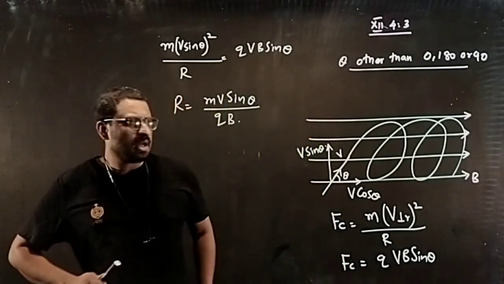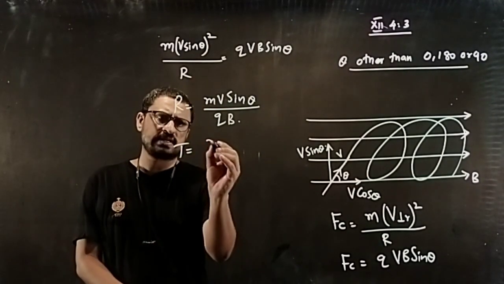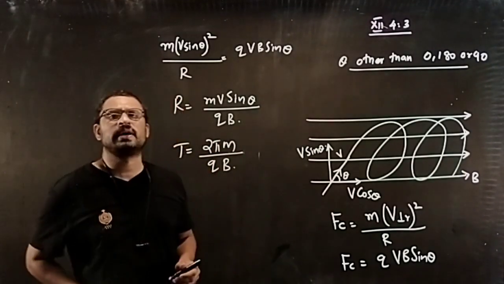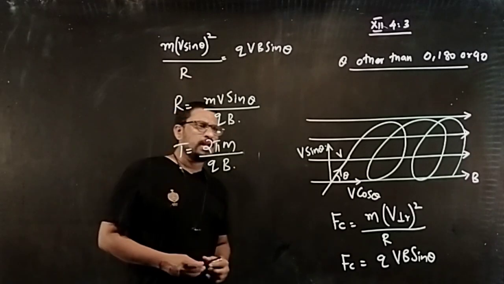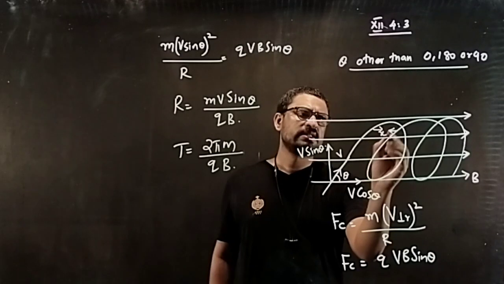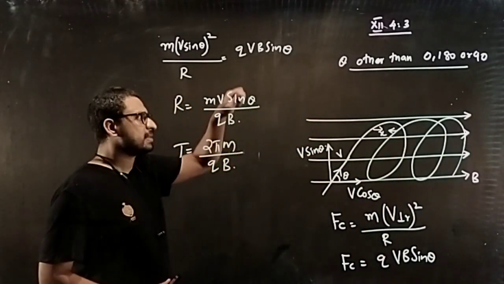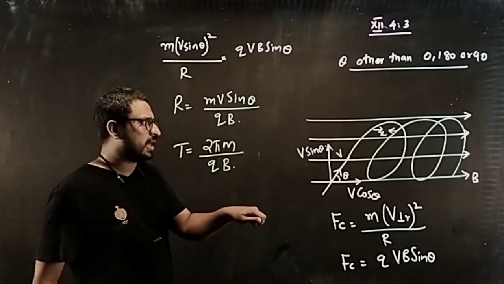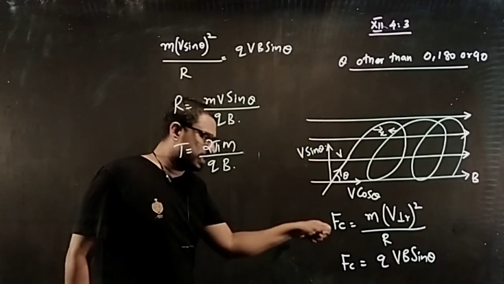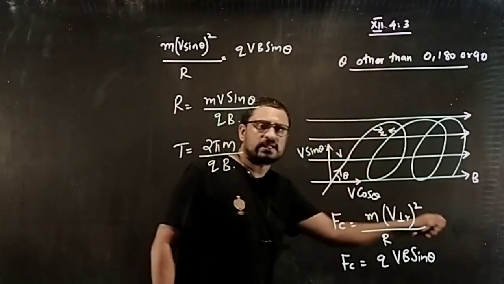Now time period as such is same, because time period is not depending on radius and velocity that we studied in the previous class. Time period as such is 2 pi m by qB. Now for a helix there is a term known as pitch of the helix, which is the separation between the two whirlings of a helix. Just like suppose starting from here, it moves like this and it moves forward. Got it? So completed one whirl, completed second whirl, completed third whirl, just like that.